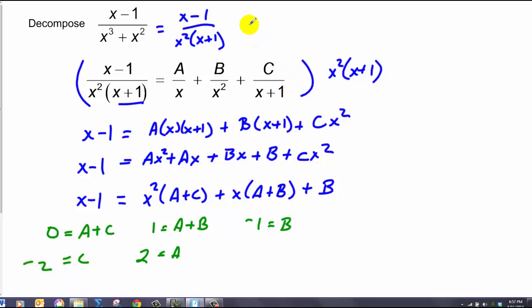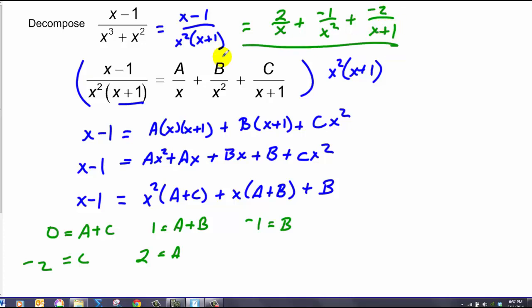So I can go ahead and write my decomposition now. I have an a value of 2, so that's 2 over x, plus I have a b value of -1, so that's -1 over x squared, plus, and then I have a c value of -2, so that's -2 over x plus 1. If I were to add those up, I would get this quantity here.